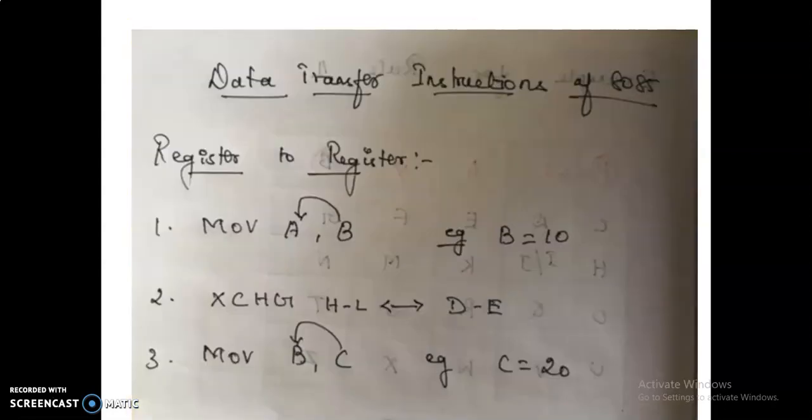Data transfer means the data is transferred from memory to register, register to memory, or register to register. Here in this picture I show you data transfer instructions. The data is transferred from one register to another register. Here in this instruction you can see this is the instruction MOV. These two are both registers. The heading here is the content transferred from one register to another register.